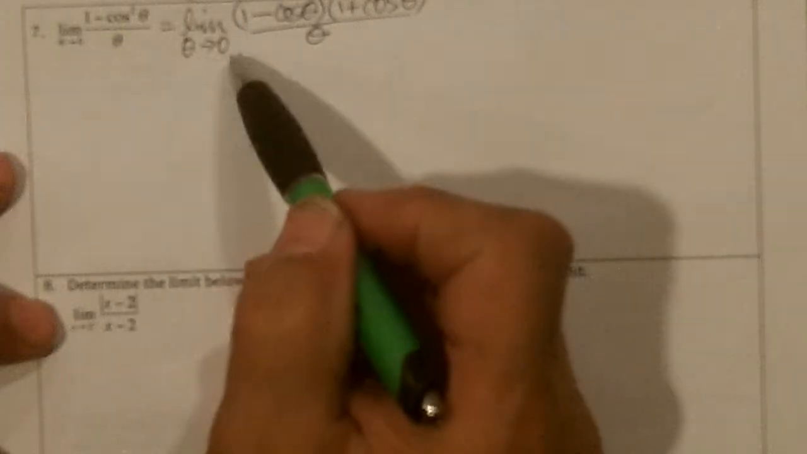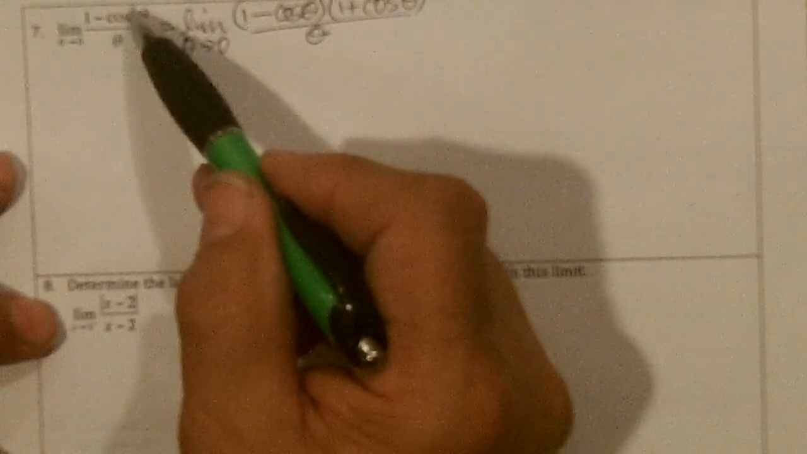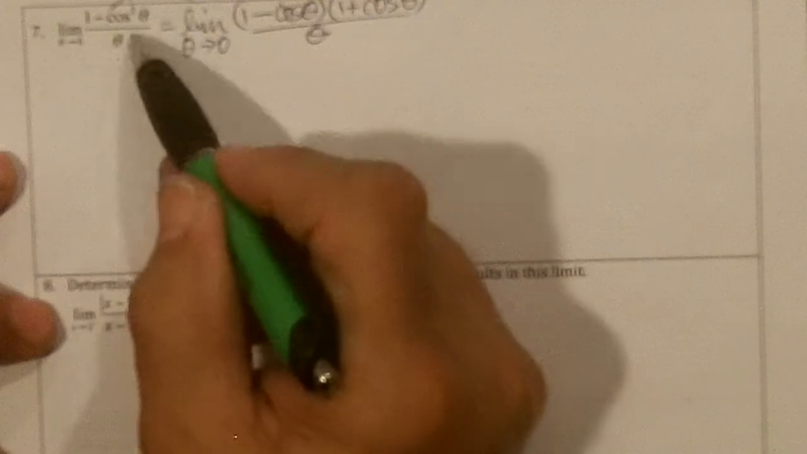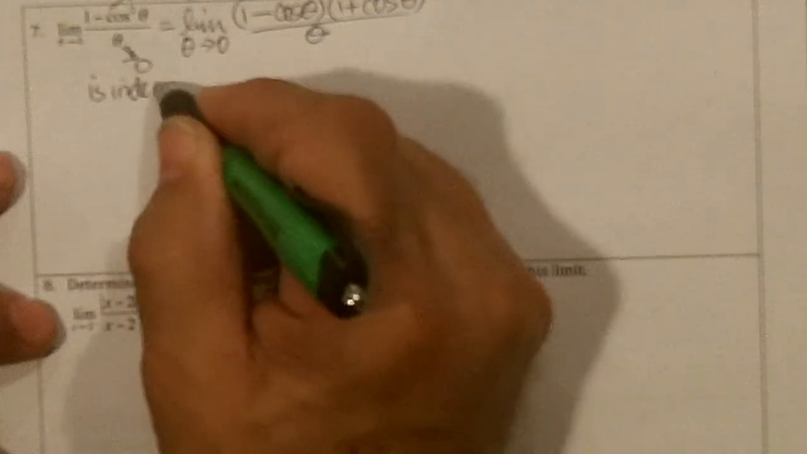Now, I should have checked and see if this is indeterminate to start with. If I put 0 in, cosine of 0 is 1, squared is still 1. 1 minus 1 goes to 0. And the denominator is going to 0, so it is indeterminate. We don't know what it's going to be.